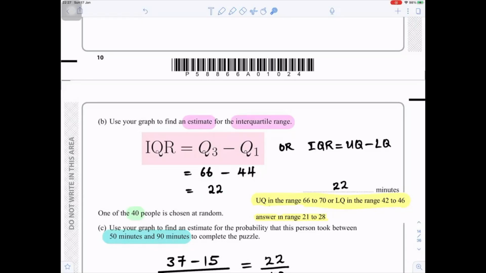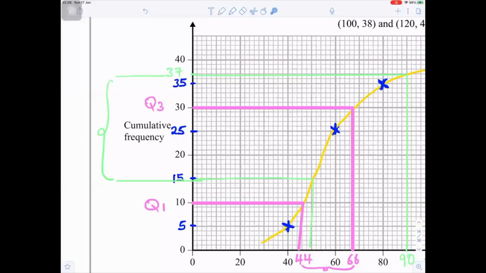But let me show you on the graph how we got those numbers 66 and 44. So on the y-axis, which shows the cumulative frequency, it starts from 0 and goes up to 40. We want to divide it into 4. So there's 10, 20, 30, and 40. So we divide it into 4.